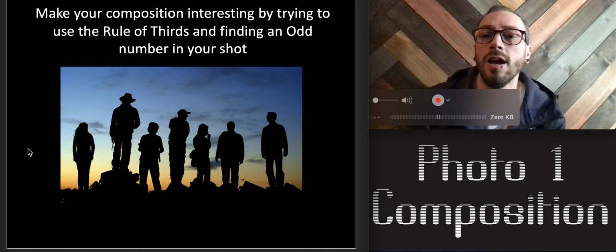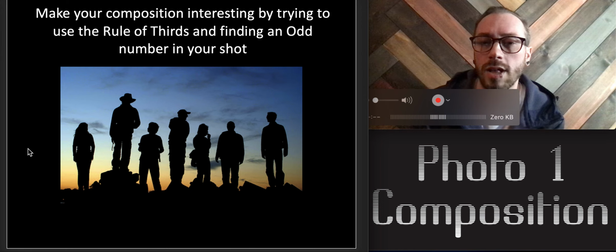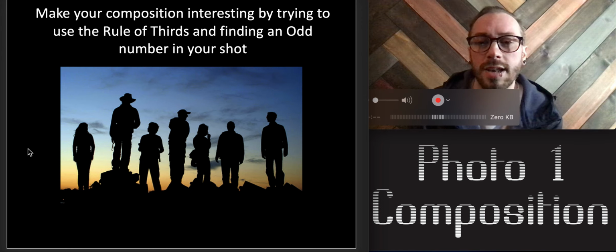From here, I'm going to send directions out, and you're going to go on Google Classroom, and you're going to have directions on how to take your first real assignment going out, which again is going to be composition photos.